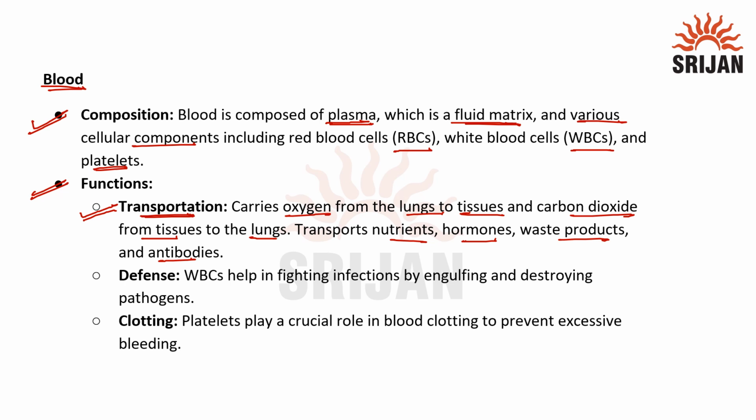It also plays an important role in defense. It has cells called WBCs which help in fighting infection. They are the ones which identify the foreign particles or pathogens, and they engulf and destroy them, keeping our body safe. The next part is clotting. This clotting is particularly taken care of by the platelets. They are not basically cells, they are cell fragments. These platelets play a very important role in blood clotting and preventing the loss of blood through bleeding.